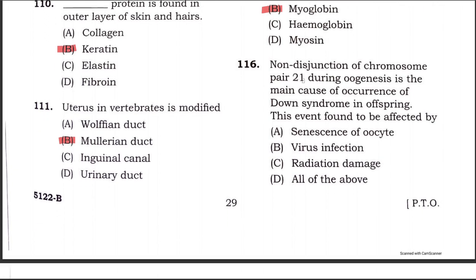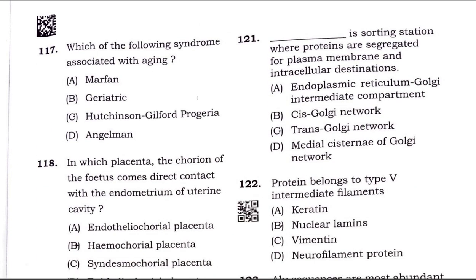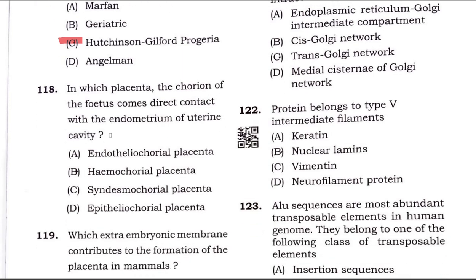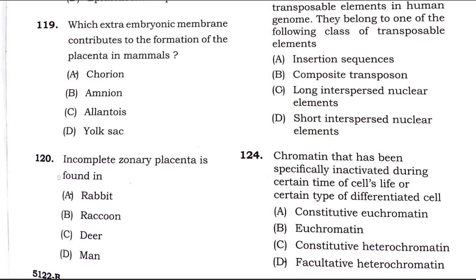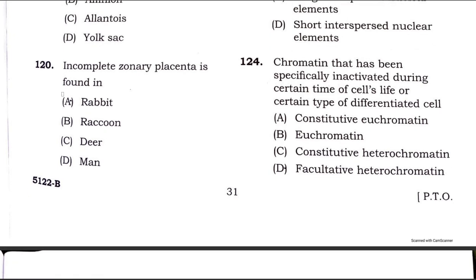Non-disjunction of chromosome pair 21 during oogenesis. This is due to senescence of oocyte. Which of the following syndromes is associated with aging? Hutchinson-Gilford progeria. In which placenta does the chorion of the fetus come in direct contact with the endometrium of the uterus? So it is hemochorial placenta. Which extraembryonic membrane contributes to the formation of the placenta in mammals? Of course, the chorion. Incomplete zonary placenta is found in carnivores like dogs, cats, seals, bears, etc.